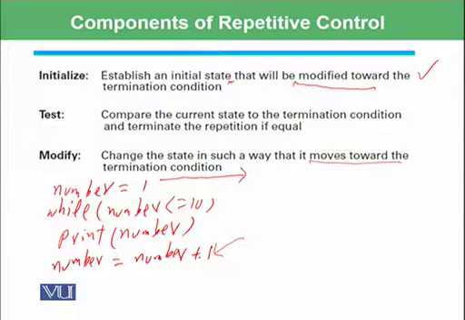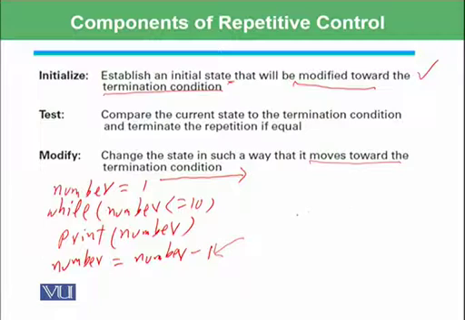So here we have written plus 1. We have not written minus 1 here. So what will happen if we write minus 1 here? This means we are not moving toward the termination condition because it's already 1.